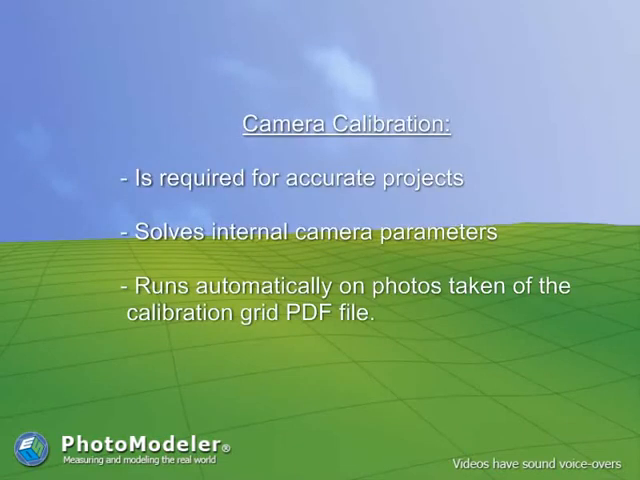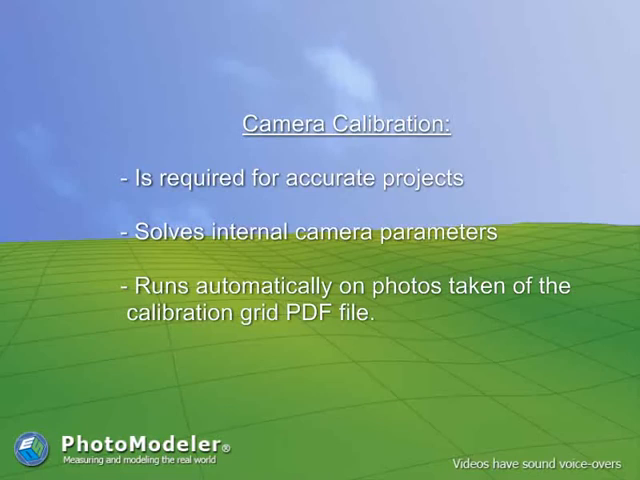Camera calibration is important for achieving accurate results in PhotoModeler. The purpose of camera calibration is to determine the values, such as focal length and lens distortion, for your particular camera. Calibrating a camera in PhotoModeler involves a few simple steps.